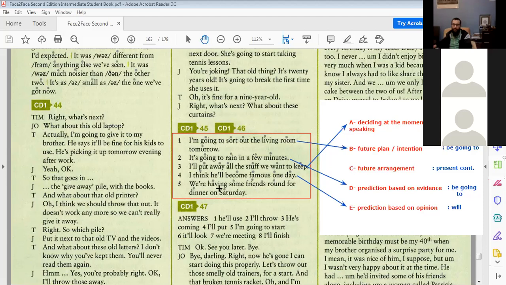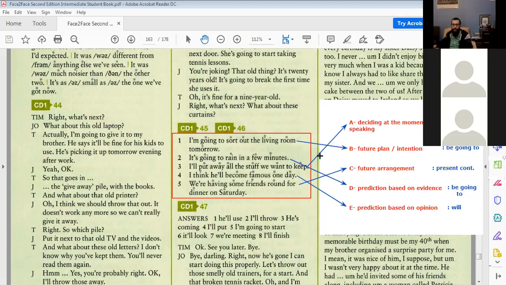All right, and the last one, we're having some friends round for dinner on Saturday. Future arrangement. Yeah, this is a future arrangement. So everything is organized. Everybody confirmed. They said, we're coming. We agreed to meet at 9:00. We agreed on the place. We agreed on the guests. We agreed on the meal. Everything is arranged. So these are different ways of talking about the future.